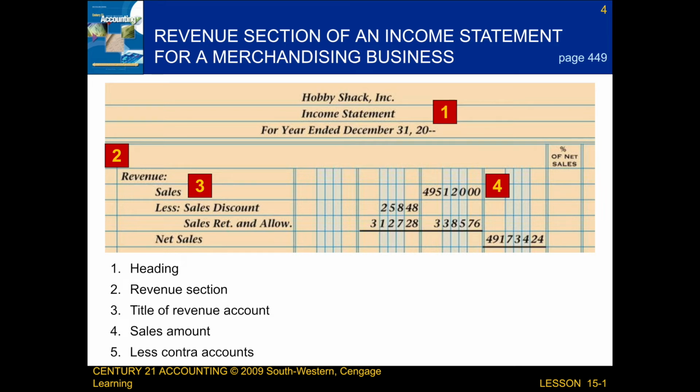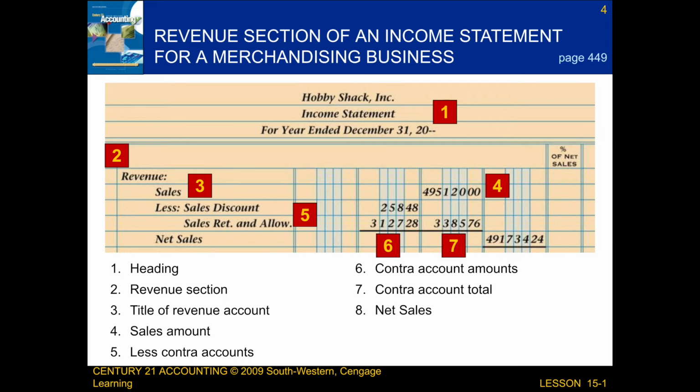Number 5 is showing us that we subtract the contra accounts, which are sales discount and also sales, returns, and allowances. Number 6 is showing us the contra account amounts. Number 7 is showing us the contra account total. Number 8 is showing us the net sales title. And number 9 is showing us the net sales amount, which is calculated by taking the total sales and subtracting it from the contra account total.